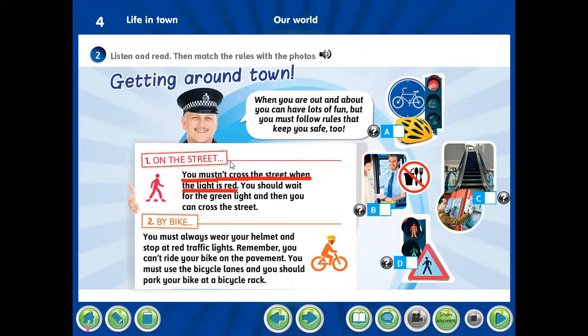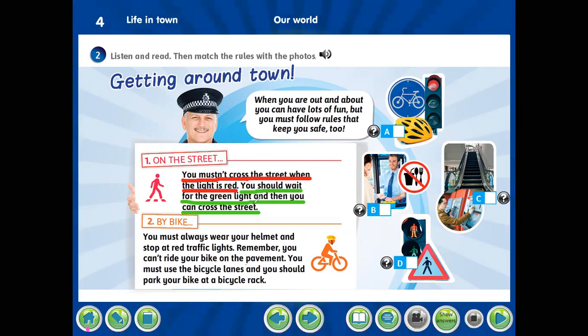Okay, teacher. And on the street? Yes, on the street, in the number one. You should wait for the green light and then you can cross the street. Excellent. If there is all this, yes, because it's a complete idea. You can stop here. Is here, teacher? No, it's incomplete. You need to underline all. We have two rules, okay? The red and the green.